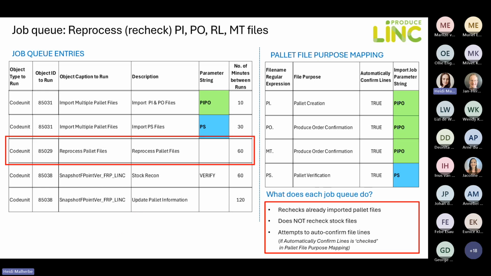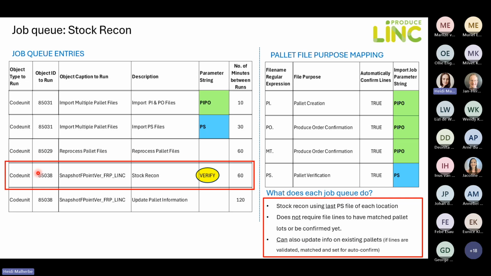And then the last two job queues, the snapshot verifications. You'll see there are two. Now we distinguish between the two with a parameter string. Now this parameter string is not mapped in your import job parameter. This is a very specific text, the one that says verify, because that's what tells the system to use the job queue to do your stock recon.